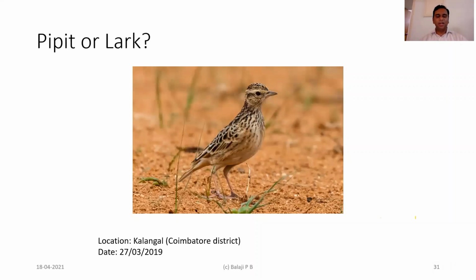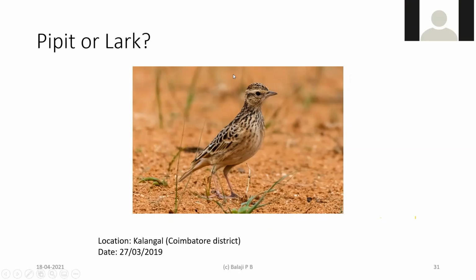Based on the different things that we discussed in the presentation, people have to say whether it's a pipit or a lark. And of course, there are no prizes for guessing what it is. It's just for fun, just to know whether you're able to do it. Is it a pipit? I think it's a lark. This looks like a lark.